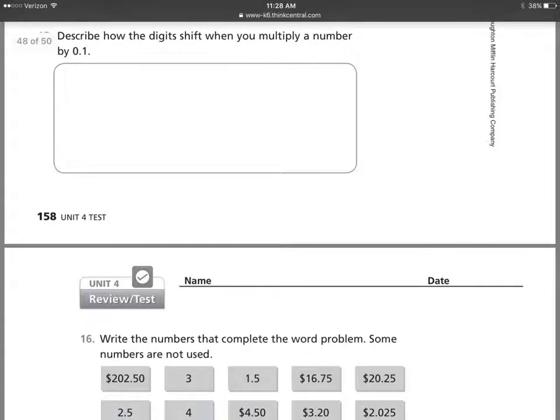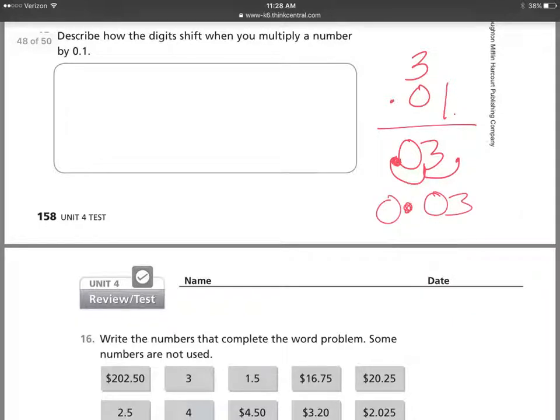Number 15, you need to describe how digits shift when you multiply a number by 1/10. Well, I'll show you how they shift when you multiply a number by 100th. I'll take any number, and that's all you need to do is take any number and multiply it by 100th to show that. And then you could show that 3 times 1 is 3, and we had to move the decimal 2 times. We had to add a 0, and our final answer here is decimal 0.3 or 0 3/100ths.